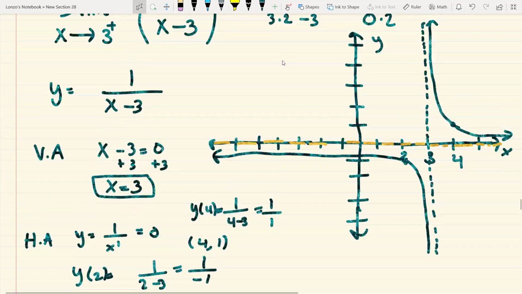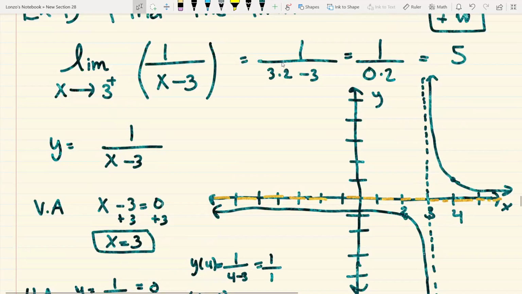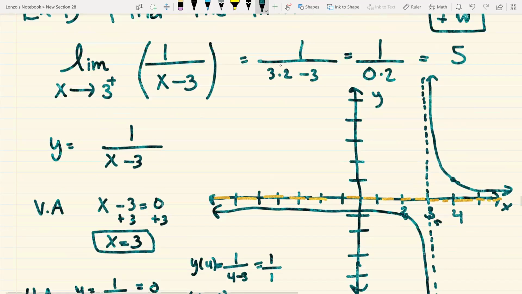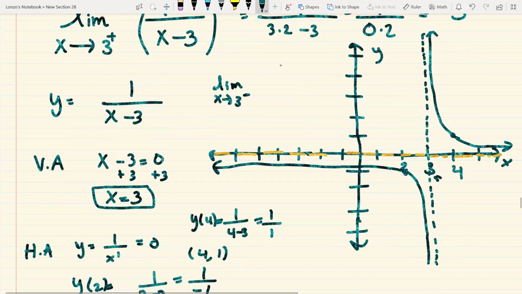Okay, now you tell me, what is the y value as x approaches 3 to the right? So here's 3, right? If you look slightly to the right of it, the y value shoots up to positive infinity. So that is why our answer is positive infinity. What would be the limit as x approaches 3 to the left? So here's 3. If you look slightly to the left, the y value shoots down to -infinity.